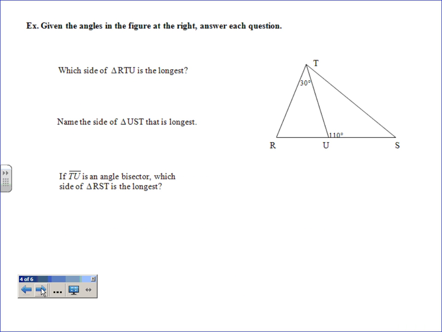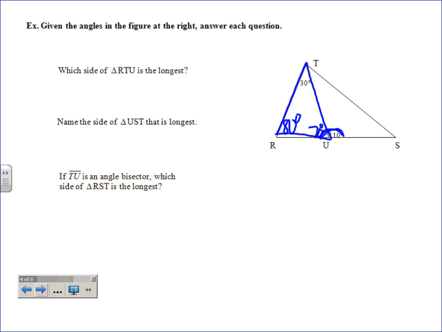Okay. Given the angles in the figure at the right, answer each question. Which side of triangle RTU is the longest? Can we figure out this angle? How'd you get 70? What's this called again? Straight angle or linear pair. So 70 is used up. 30 is used up. How much is left over? 80.